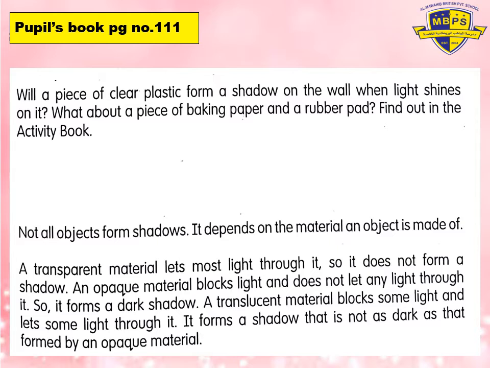So, students, not all objects form shadows. It depends on the material an object is made of. A transparent material lets most of the light through it, so it does not form a shadow. An opaque material blocks the light and does not let any light through it, so it forms a dark shadow. A translucent material blocks some light and lets some light through it. It forms a shadow that is not as dark as that formed by an opaque material.